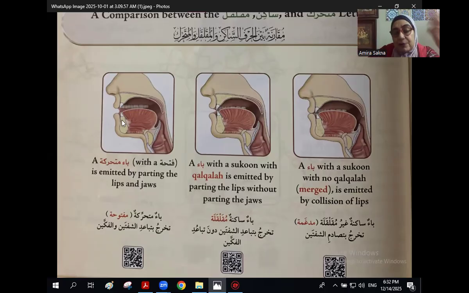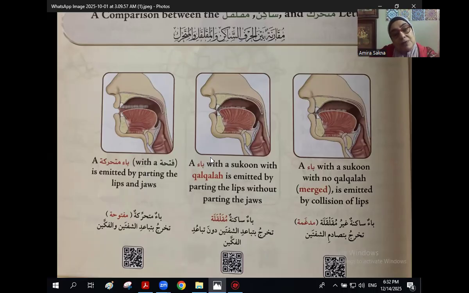The first one, ba, the ba mutaharrika or the ba with fatha. When I pronounce it, we said there is no qalqala, of course, because this is with a short vowel. To apply qalqala, the first condition is to be second. When I pronounce the ba with the fatha, it's emitted by parting the lips and the jaws. Parting the lips because this is how we articulate any letter with a haraka, and parting the jaws to pronounce the fatha, because the fatha shares the articulation point of the natural mad alif, as we open the mouth vertically. So it's emitted by parting both the lips and the jaws.